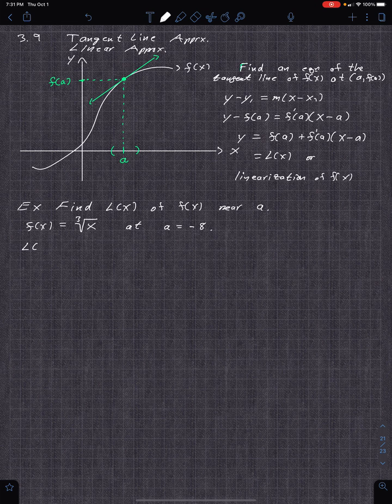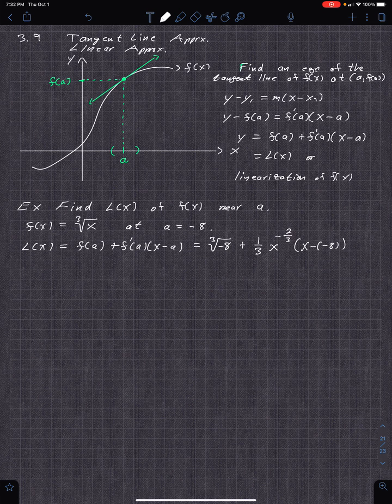So you calculate the linearization. L of x is f of a plus f prime of a times x minus a. And you do that calculation. So f of a is the cube root of negative 8. And then do the derivative, so it's going to be 1/3 x to the negative 2/3, times x minus negative 8. Just substituting in everything.